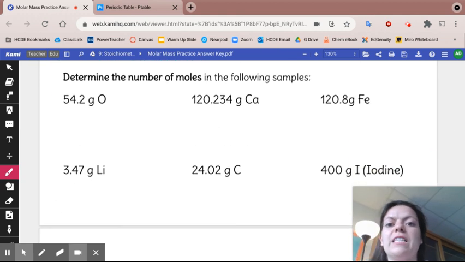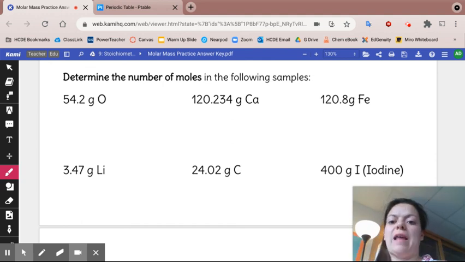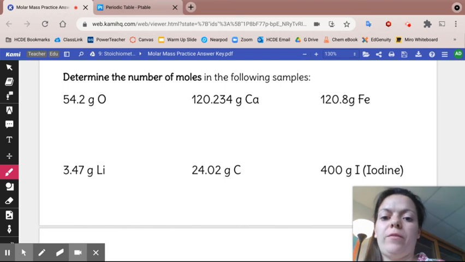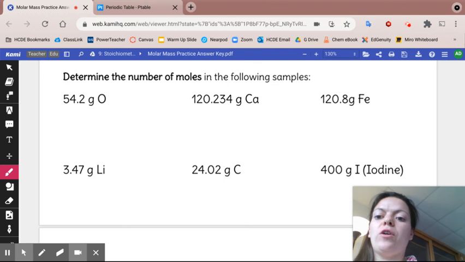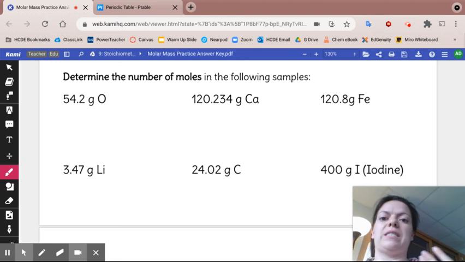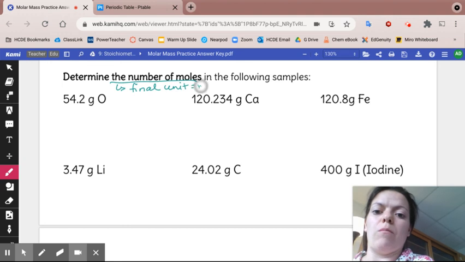All right, now you've successfully figured out the mass. This time we're going to go the other direction. Now we're trying to figure out how many moles of a particular substance we have, okay? So we're going to use dimensional analysis again. This time we are looking at, okay, we have the grams. We know how many grams per mole there are using the periodic table. So we're just going to follow the same process. This time we want our final unit to be moles.